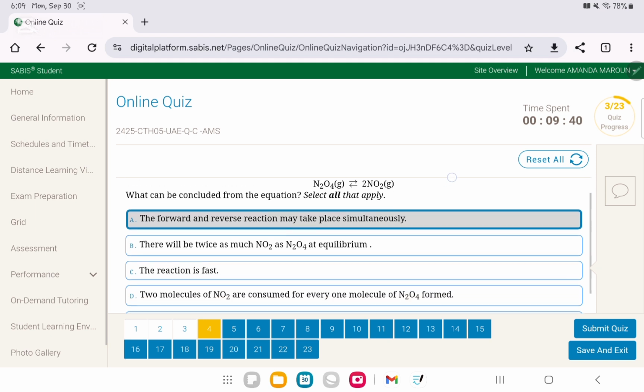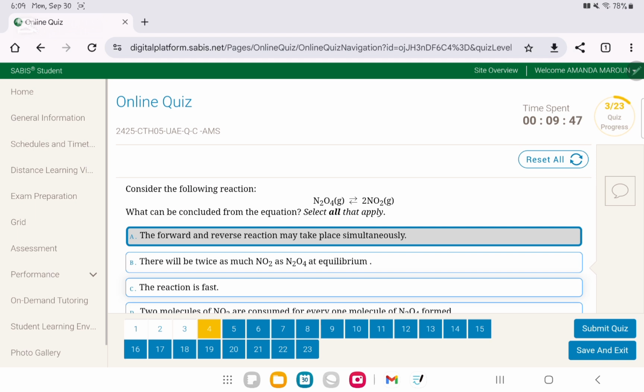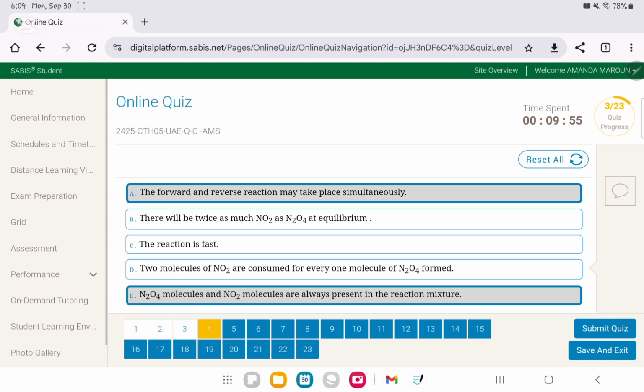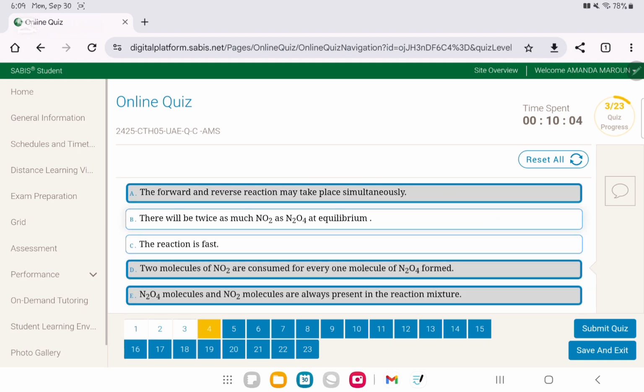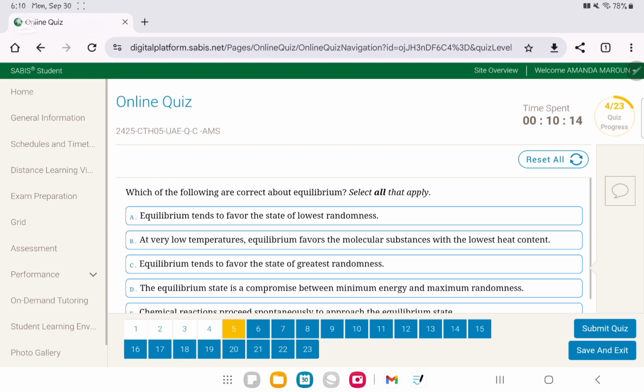Since they happen at the same time, we're always going to have N2O4 molecules and NO2 molecules existing at the same time. Then 2 molecules of NO2 are consumed for every 1 molecule of N2O4 formed, or 1 molecule of N2O4 is consumed for every 2 molecules of NO2 formed. That's pretty much it for number 5.